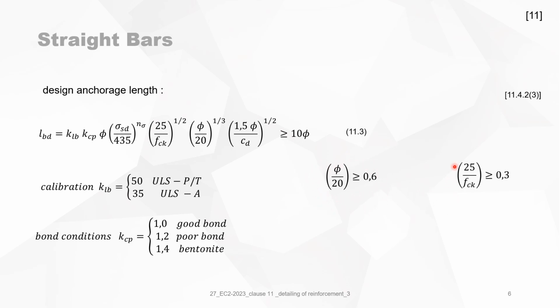The same applies for this ratio, 25 over FCK must be bigger than 0.3. And sigma is equal to 1.5. And we know CD, the factor CD in this formula, we've seen that before, so it's this same thing.